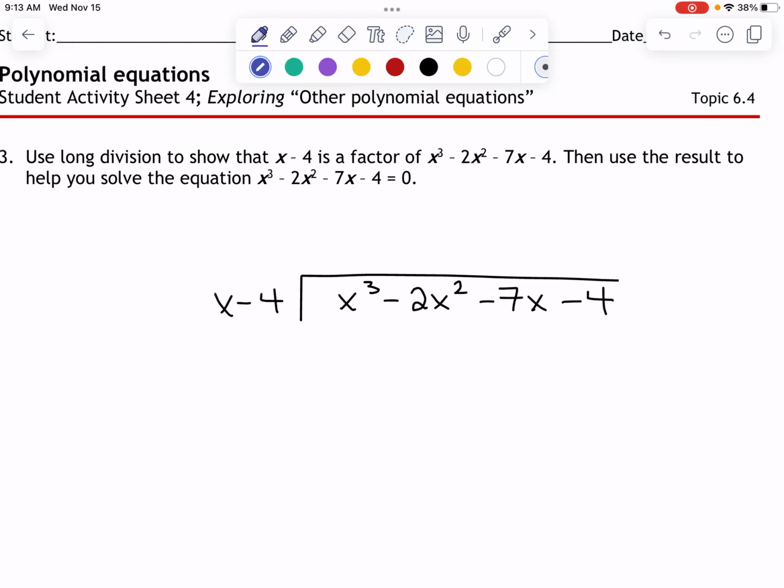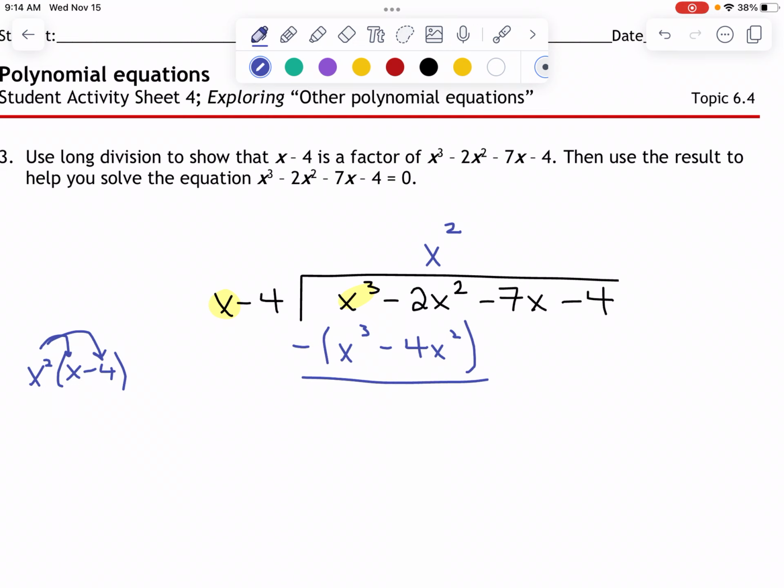All right, so hopefully you had a chance to try it out. We want to look at x and x cubed, and we think to ourselves, x times what gives us x cubed? And that's an x squared. Little side work happening over here. x squared times x minus 4, I distribute that through, and I get an x cubed minus a 4x squared.